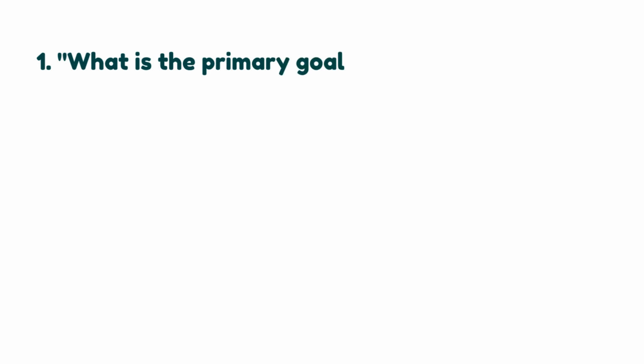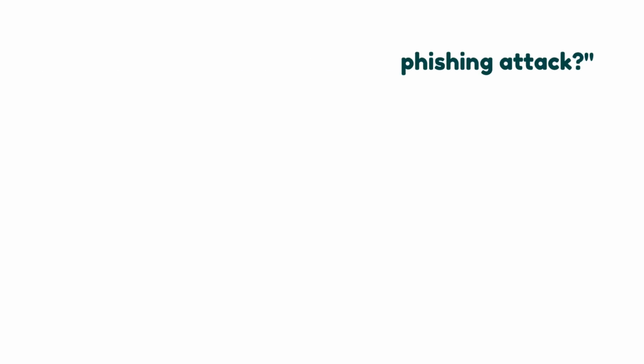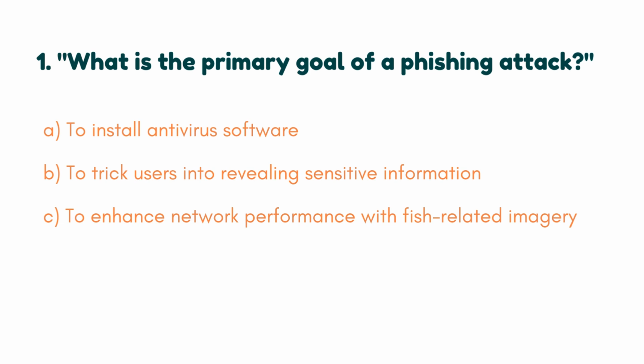1. What is the primary goal of a phishing attack? A. To install antivirus software. B. To trick users into revealing sensitive information. C. To enhance network performance with phish-related imagery.